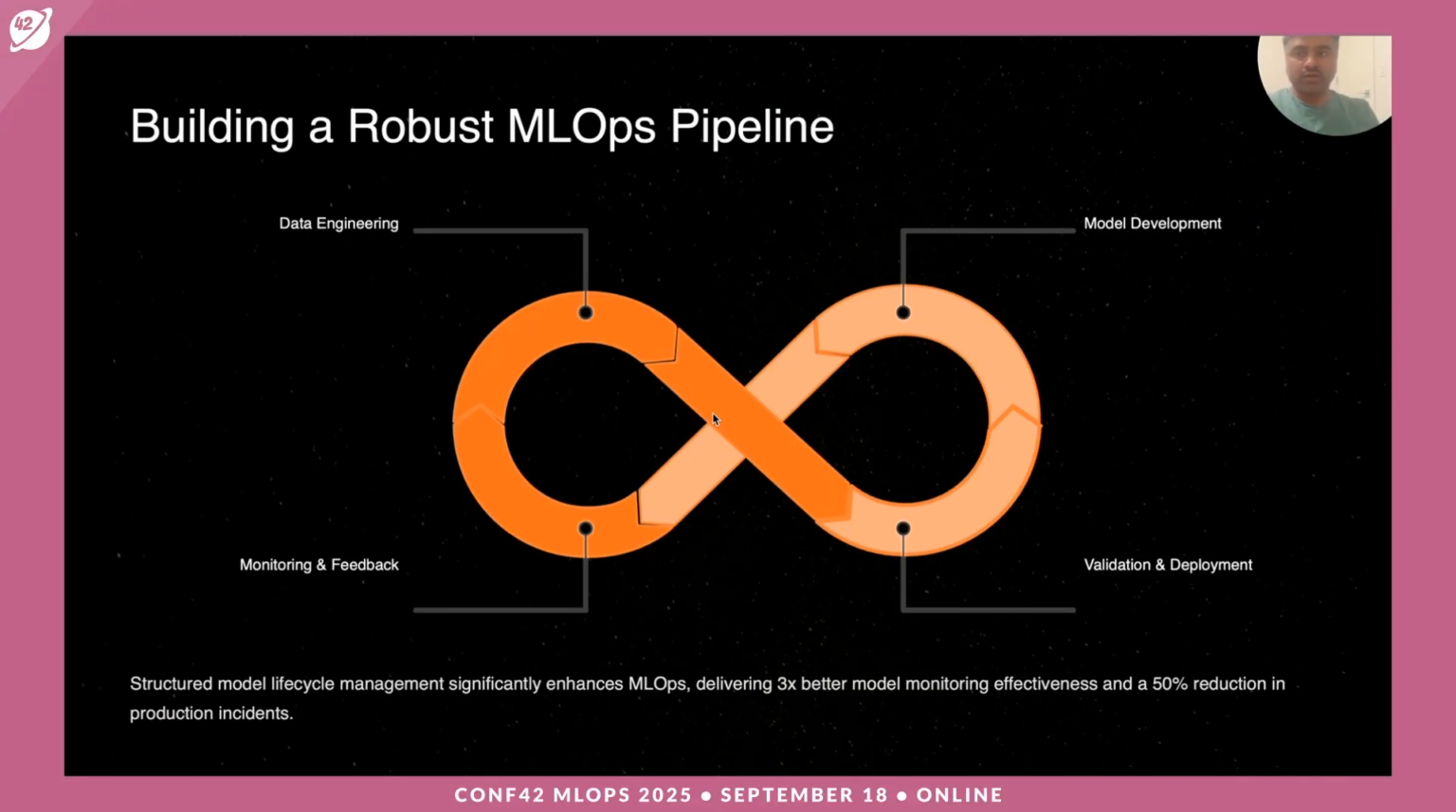So let's talk about how you build a robust MLOps pipeline. Having model lifecycle management is also extremely important, and it helps deliver almost 3x better model monitoring. At the same time, it reduces production incidents by almost half, right? So what are the various things that we usually look at when we think about a model? We have data engineering, which provides all the essential data points, whether it is data required for feature engineering or all those other aspects of data.